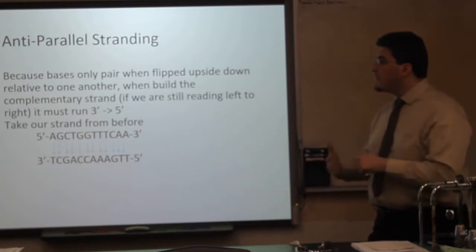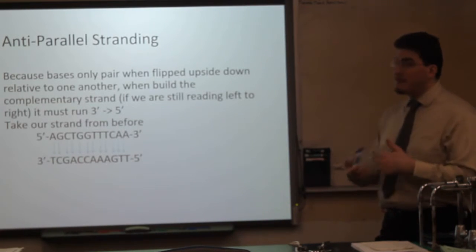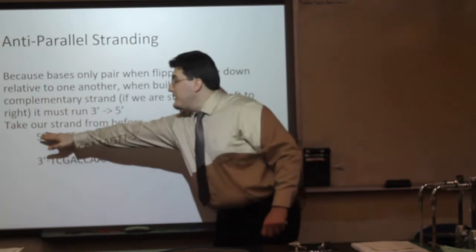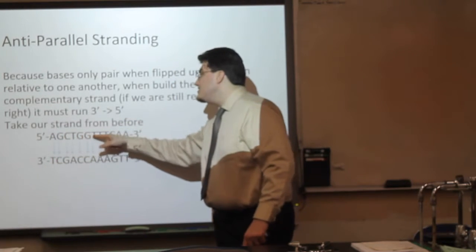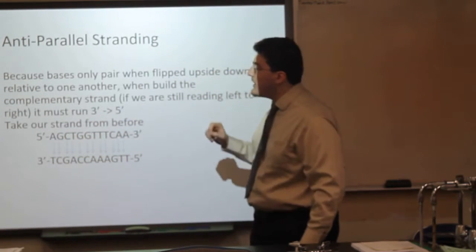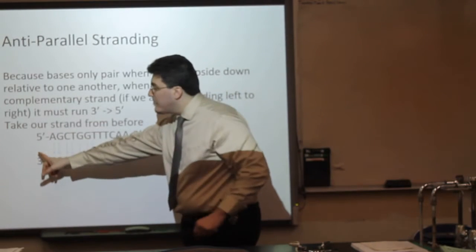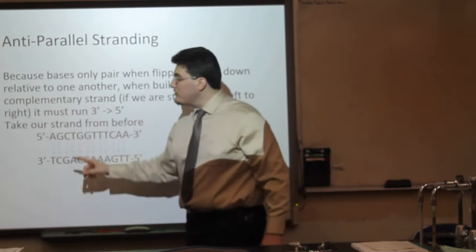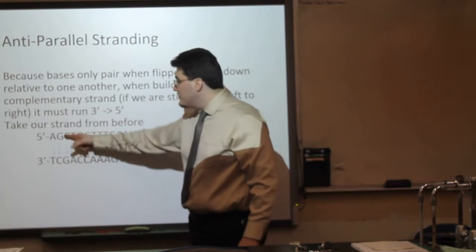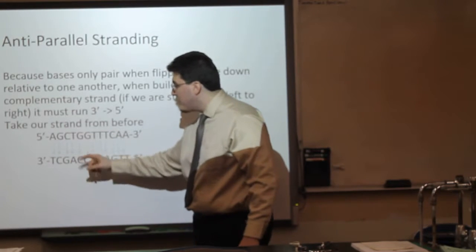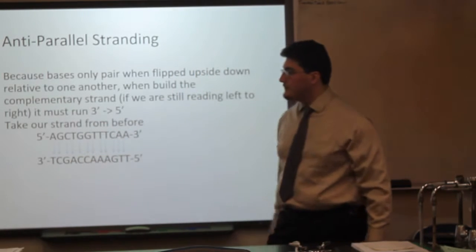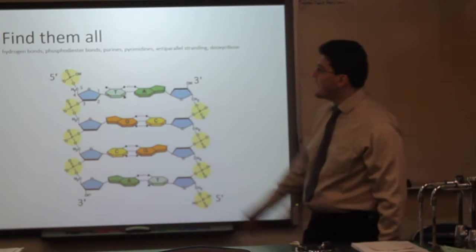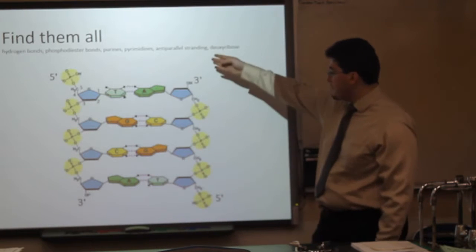So, when you build the complementary strand, if we're still reading left to right, it must run 3' to 5'. So, 5' here, A, G, C, T, G, G, T, T, T, C, A, A, 3', then the anti-parallel must start at 3' over here and end at 5' over here. The complementary base, A, pairs with T, G with C, C with G, T with A, etc. So, that gives us the anti-parallel double stranding. 5' to 3', 5' to 3'.